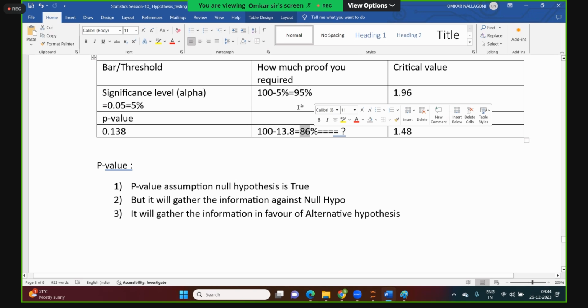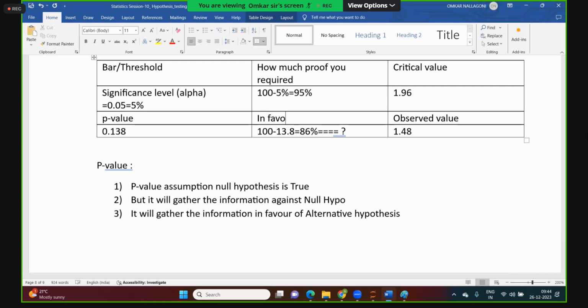Now compare this 95 and 86. Now who will win? This is in favor of the alternative hypothesis, and this is in favor of the null hypothesis. Now compare these two values, 95 and 86, who will win? The null hypothesis. Then what is the null hypothesis? Virat Kohli's average is 60. So that's why we are accepting the null hypothesis and rejecting the alternative hypothesis.